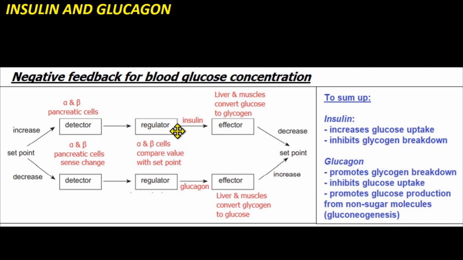If it's too high, it's going to secrete insulin. If it's too low, it's going to secrete glucagon. So how does it work? Insulin would convert glucose into glycogen, and then the blood glucose level would decrease back to the set point. Glucagon is going to convert glycogen into glucose, release it back into the bloodstream, and it's going to cause blood glucose levels to increase. Feel free to pause the video to review the diagram. The diagram is actually quite important.